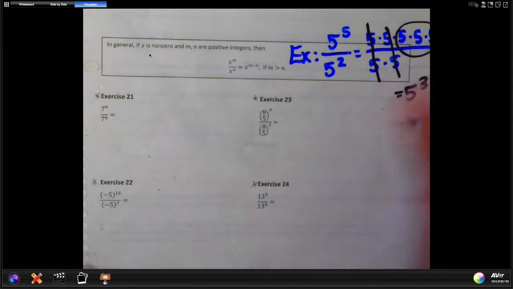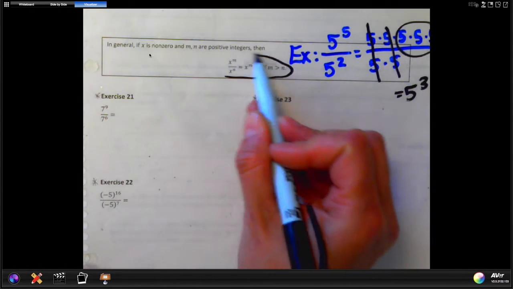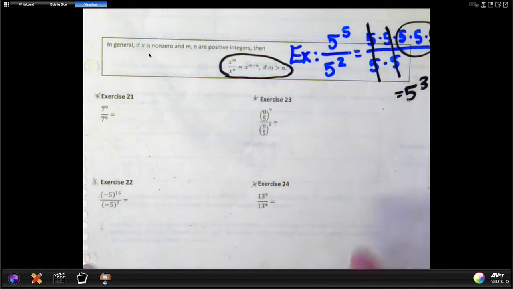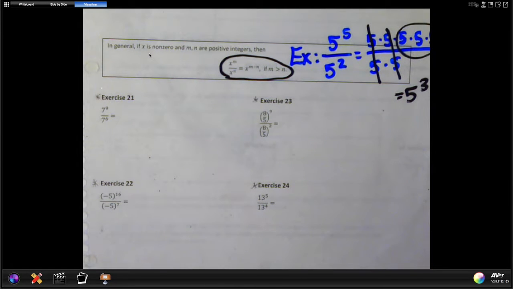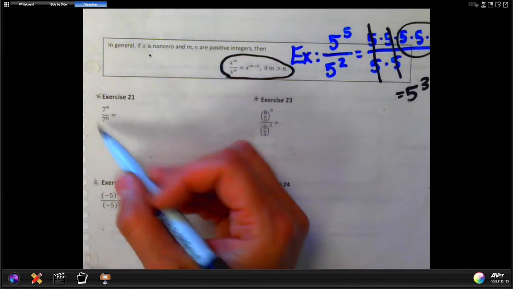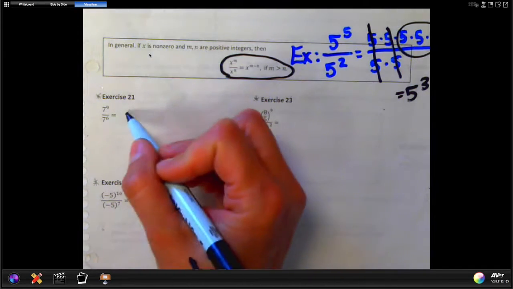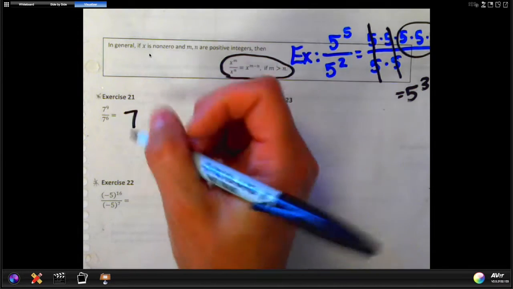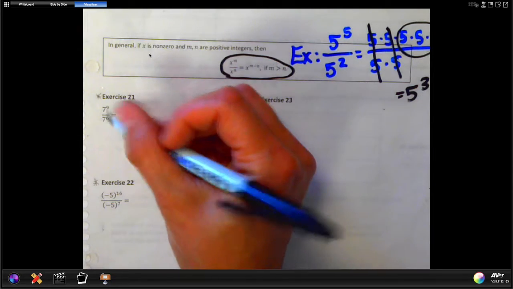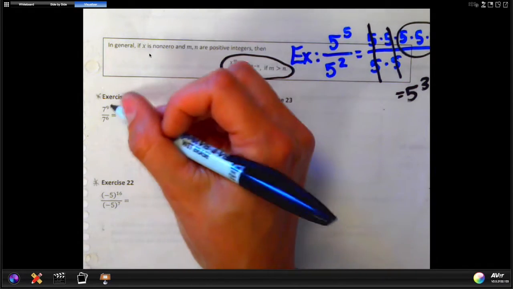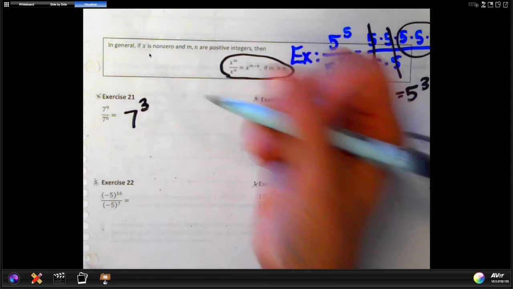That's really what they're trying to tell you here as well, only using letters. But it's a little easier for most students to understand if we use numbers. So if you slide down to exercise 21, the same thing applies. 7 to the 9th over 7 to the 6th. Well, the base is 7 in both. Since that's the case and it's in a fraction, we're going to subtract. 9 minus 6 is 7 to the 3rd power.